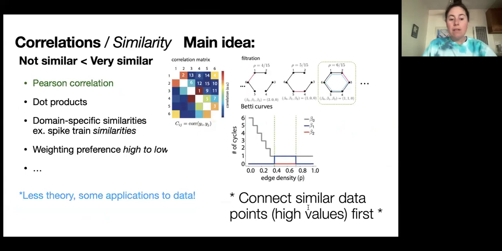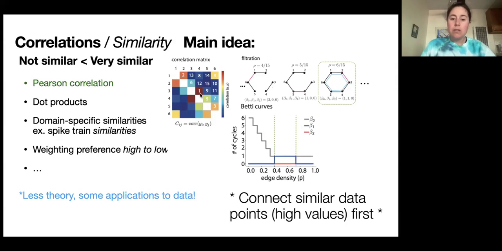Now with correlations, we have less theory, and we do have some applications, though far fewer than with distance matrices. But we could do a similar thing. Given a correlation matrix, we could build a filtration of graphs that we then get from a filtration of simplicial complexes. Yet in this case, we want to follow the spirit of the analyses from before with the distance matrices, not the analysis on the nose.